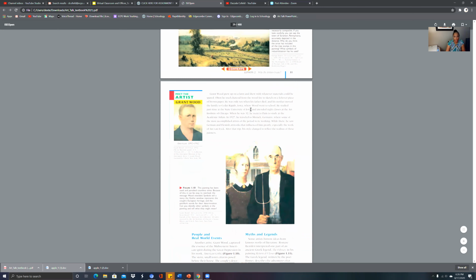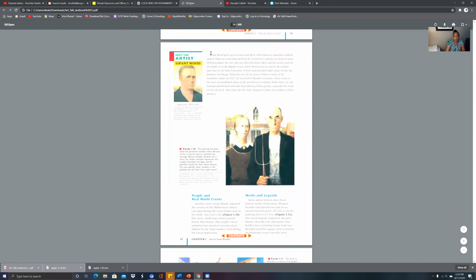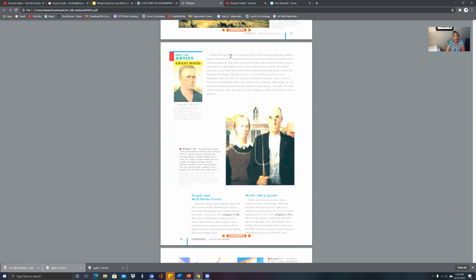So you can see here in the chapter, this is an artist that's really influential, on page 12 in your book. I want you to go there, and if you download your book and follow along with me, you'll see Grant Wood is an awesome artist. So it says Grant Wood grew up on a farm and he used whatever materials he had to create works. But look at how he captured this beautiful piece here.